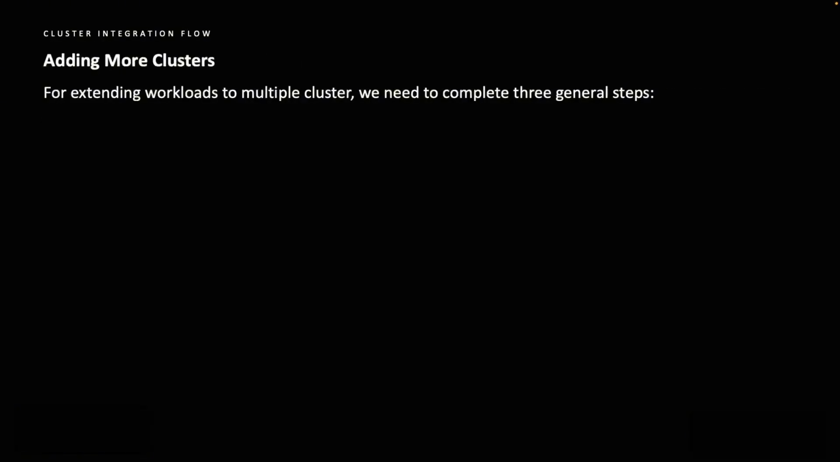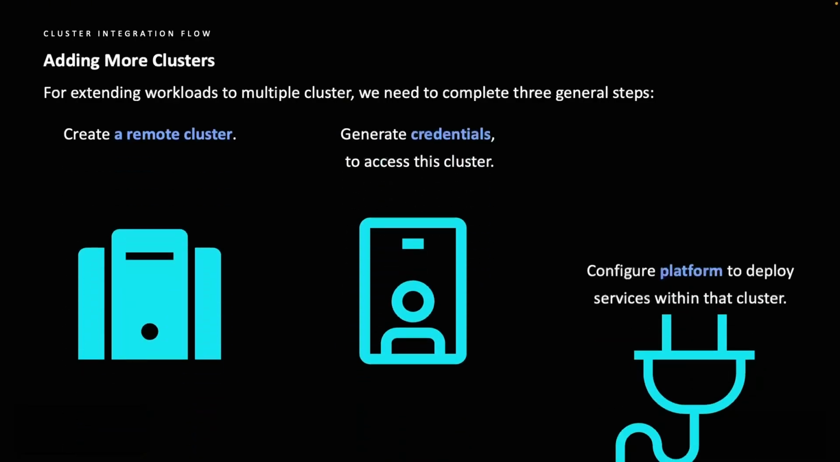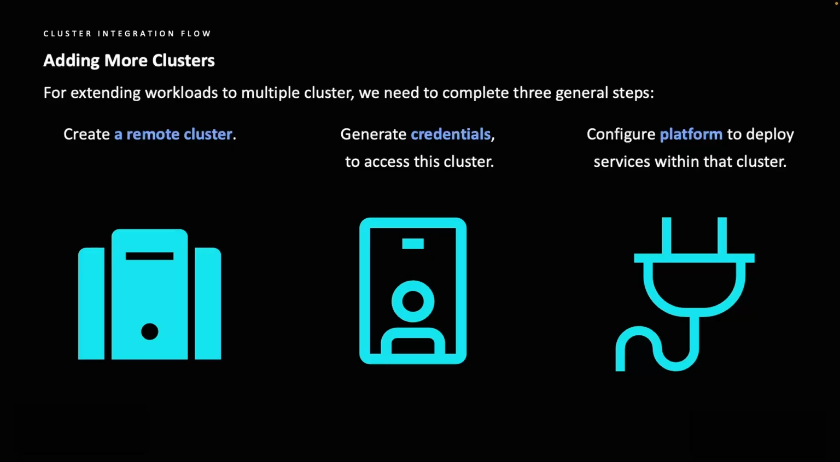Generally speaking, to integrate an external cluster, we need the target cluster itself, of course. Then, we will need credentials to access this target cluster from the main workloads. It could be a bearer token or another specific credential form, such as an IAM role for service account. And finally, we need to configure the platform to recognize and utilize these credentials, enabling deployment to a remote cluster.